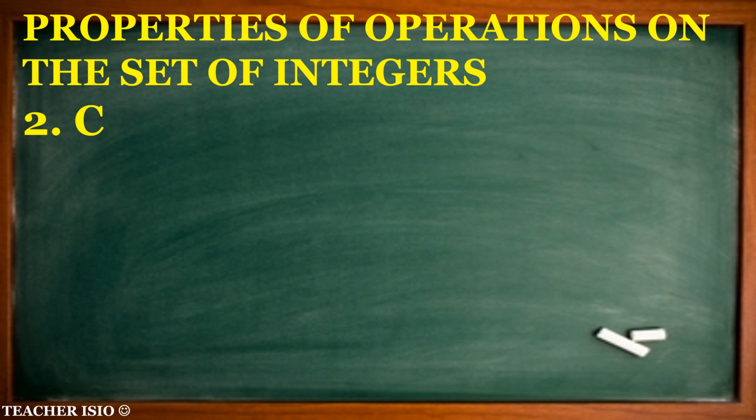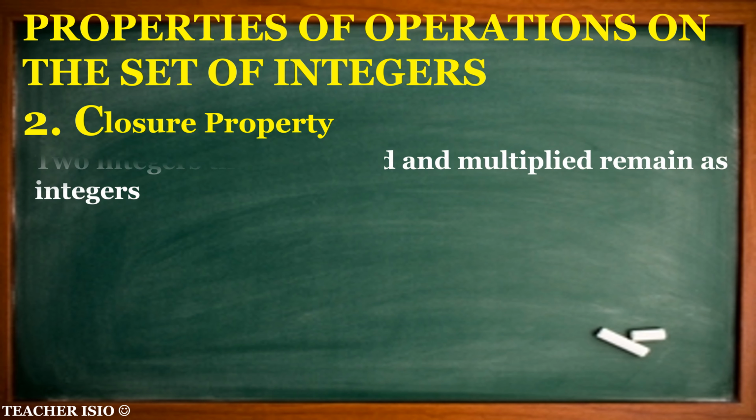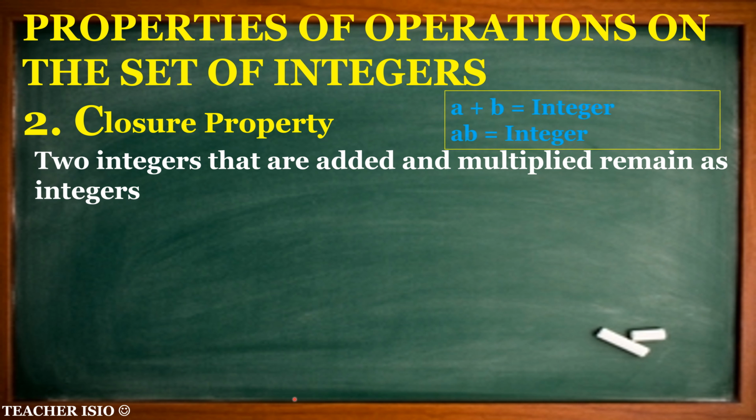Let's have the next property. So, C stands for closure property. Two integers that are added and multiplied remain as integers. So, in short, under a closure property, dapat yung magiging sagot natin is still an integer. So, ibig sabihin, close lang yung ating given na lahat ng makikita nyo dun ay integer. So, let's have an example.